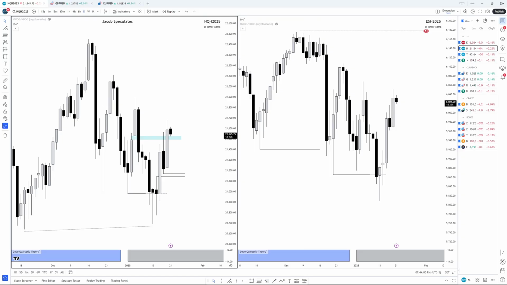Should we consider bonds this week? If you're more experienced and you know how to properly use that market, then go for it.